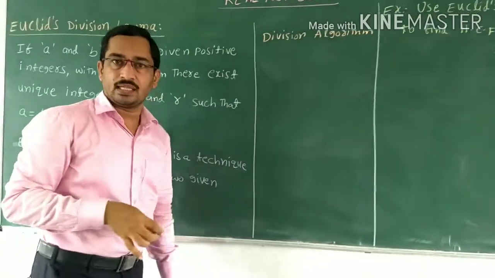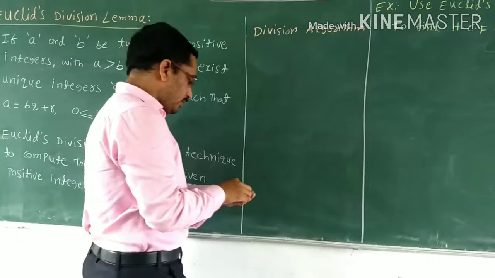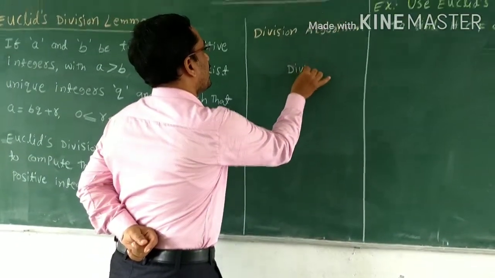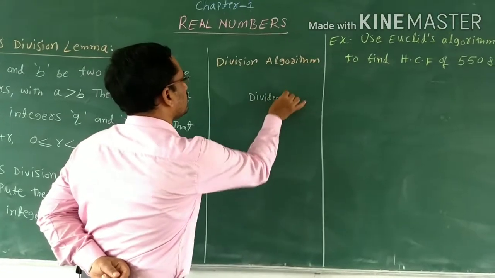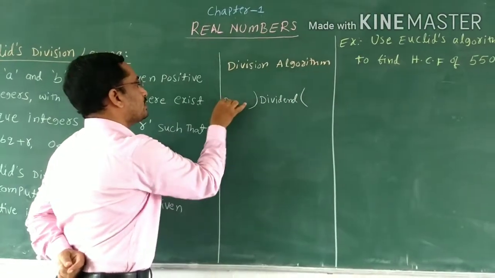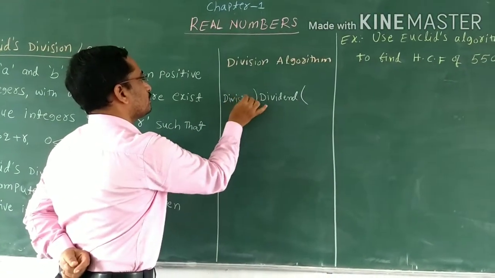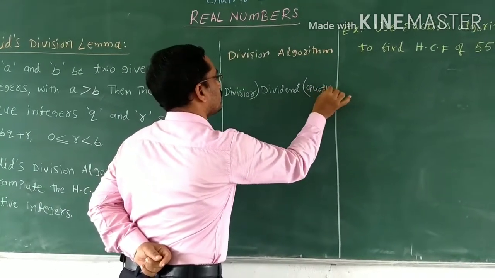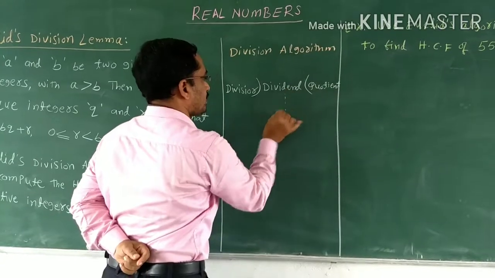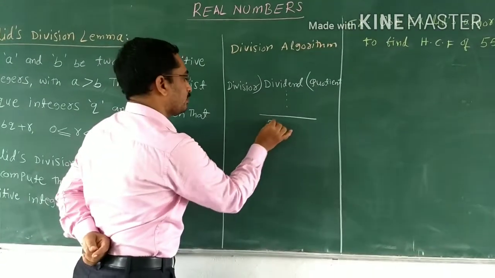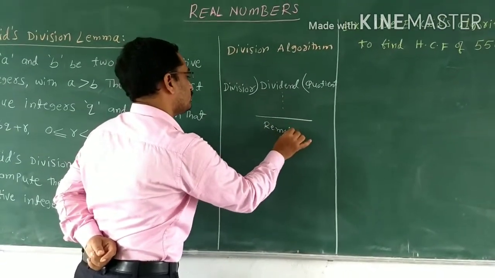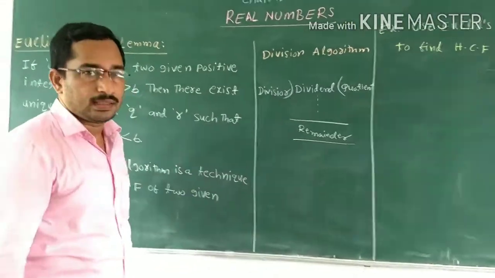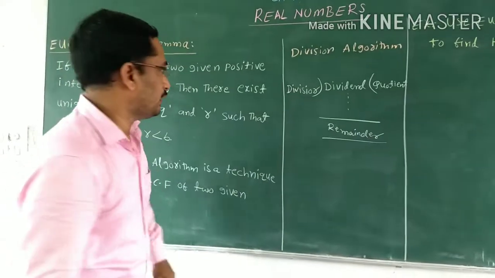So what is the division algorithm? The division algorithm is known from the 4th class, and we apply it many times. Dividend, divisor, and quotient, and at last we get the remainder. So this is the division algorithm we are applying in Euclid division lemma.